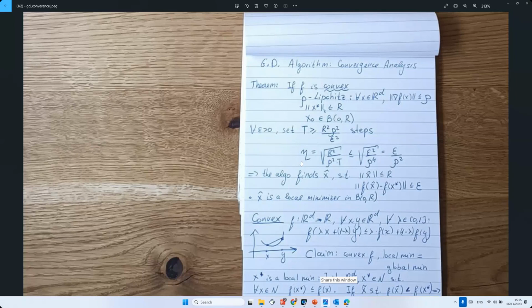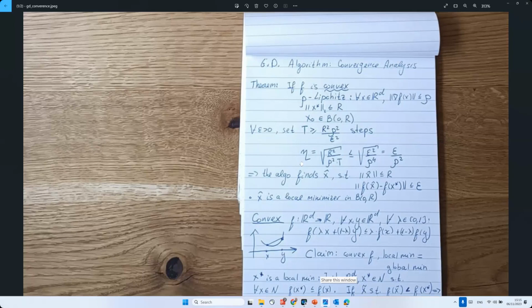Once we set that, it's probably enough that it's Lipschitz in the ball of radius R, right? So now everything goes down to assuming that it's convex and Lipschitz in the ball of radius R. Yes, so we are constraining ourselves implicitly here to the ball of radius R, right?